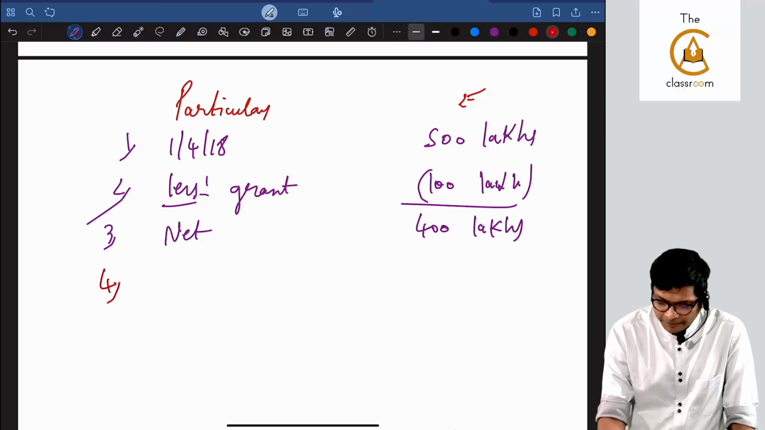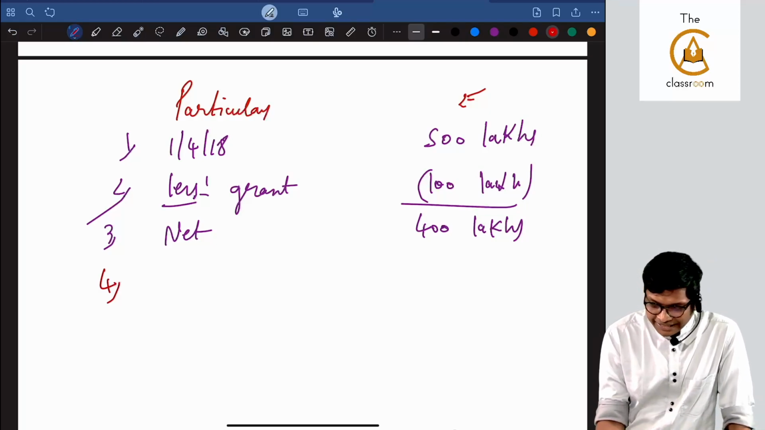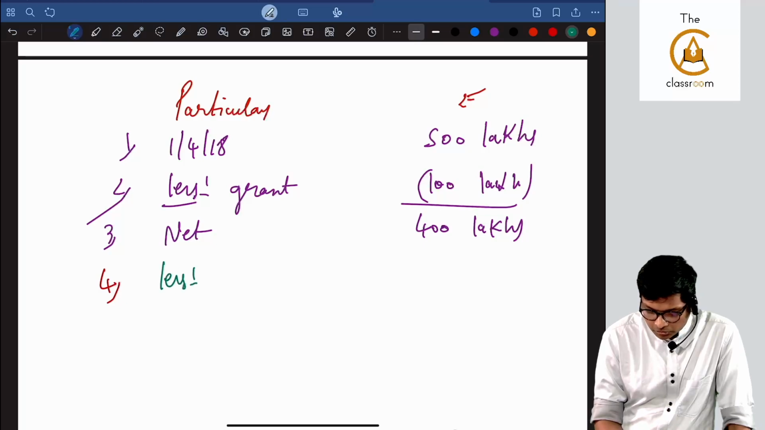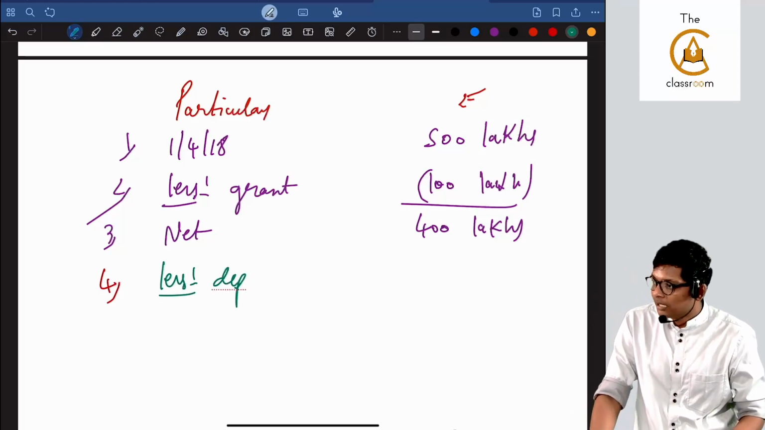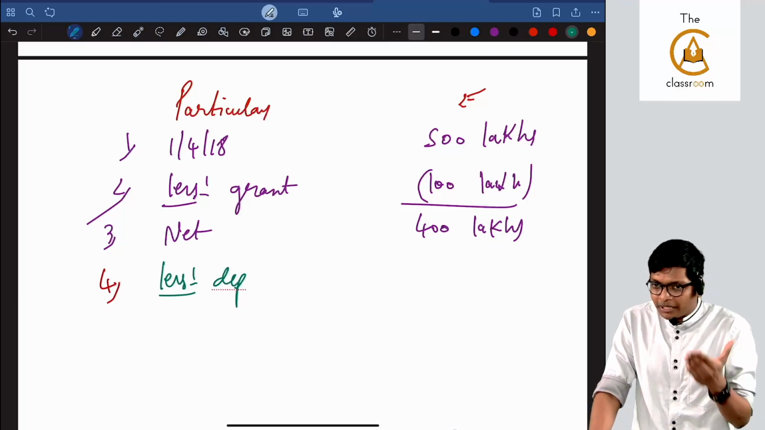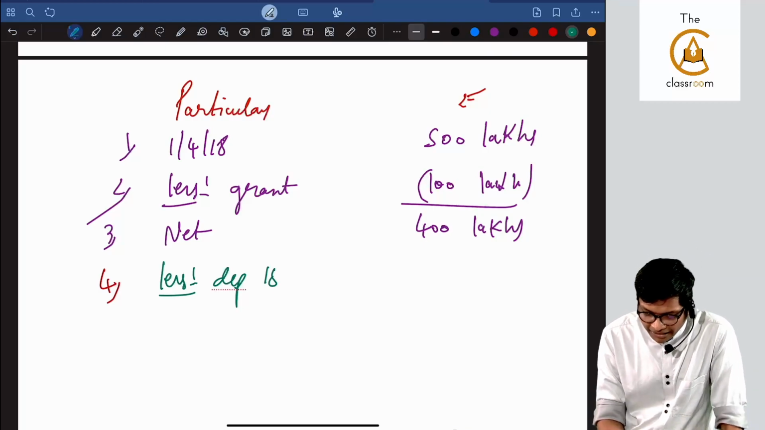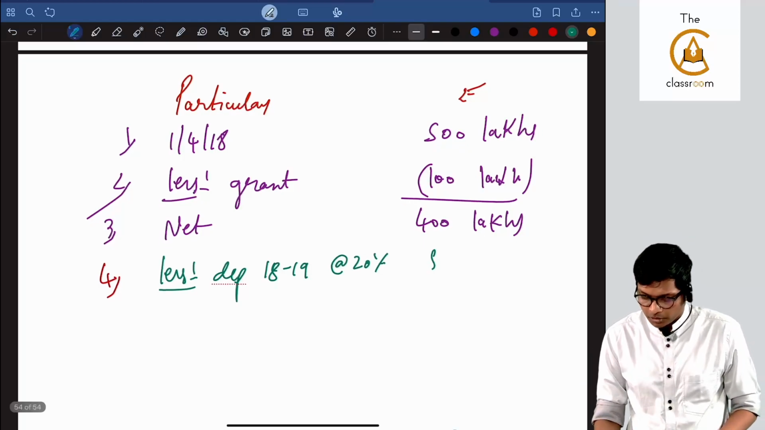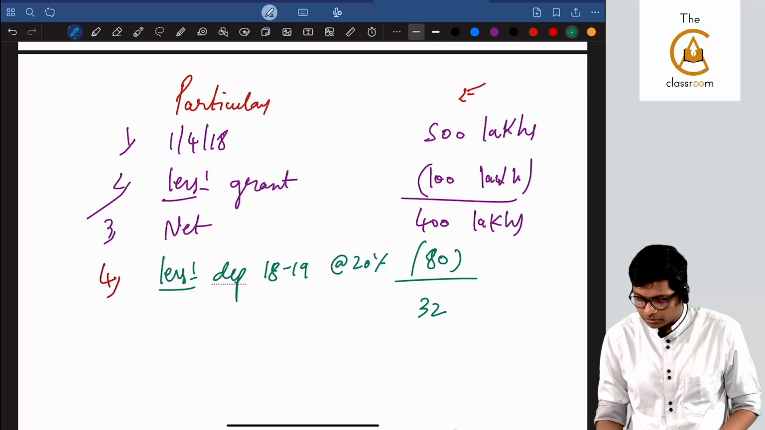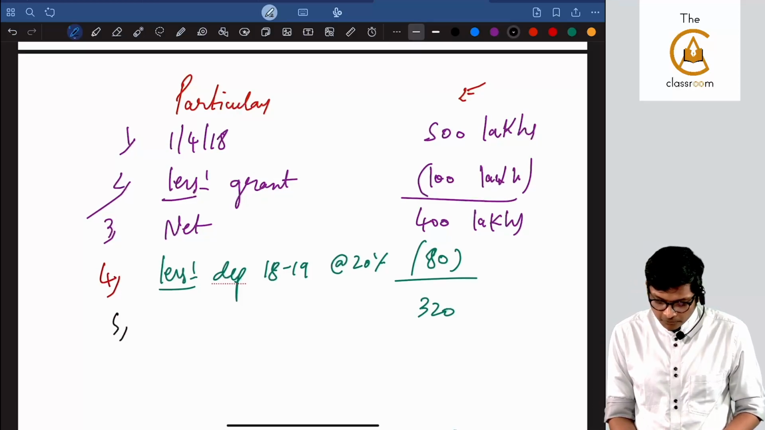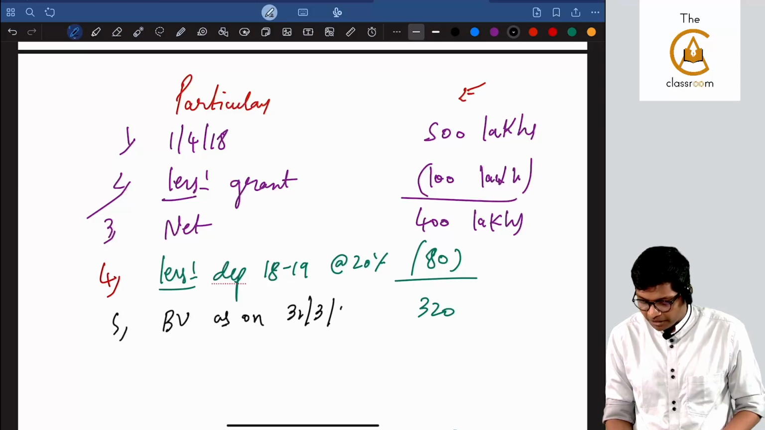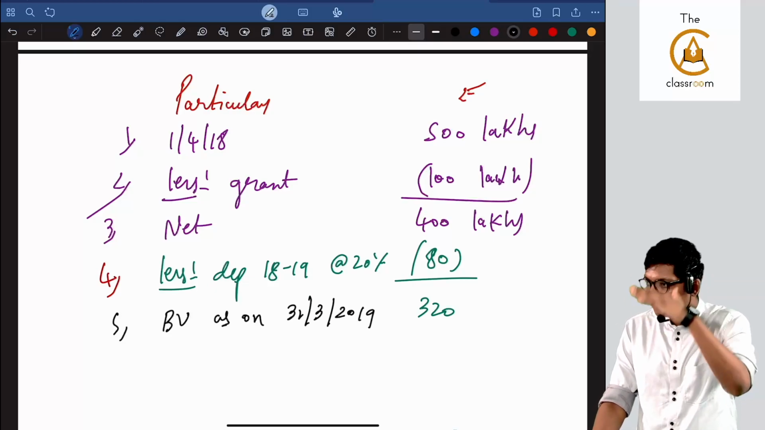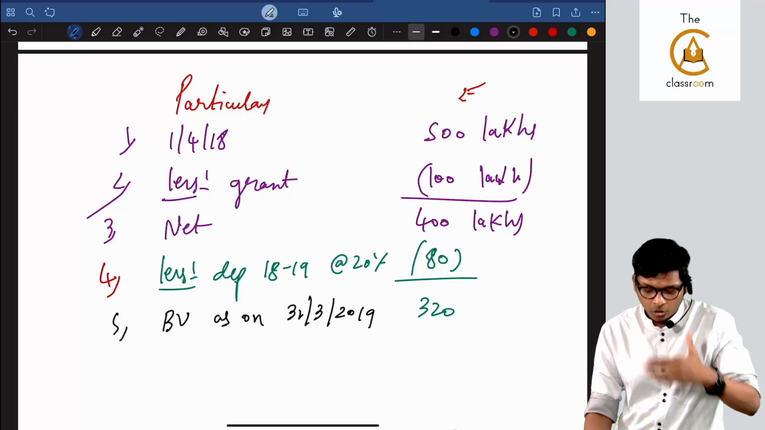If it is SLM, it becomes easy. If it's SLM, I can straight away reduce less depreciation for 3 years at once, correct? But here because it's WDV, you have to compute for each year. So depreciation for 18-19 at 20%, how much, guys? 80 lakhs. It becomes 320. So you will write book value as on 31st March 2019. Presentation I'm sure you all know, guys. Okay, you write the whole details.